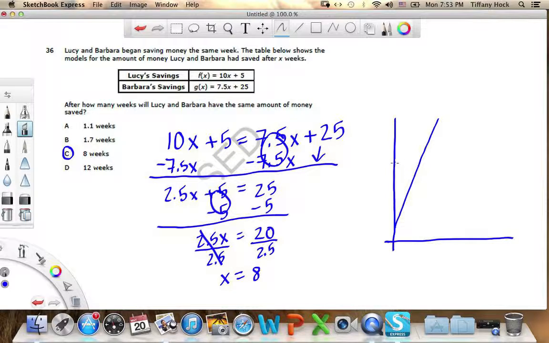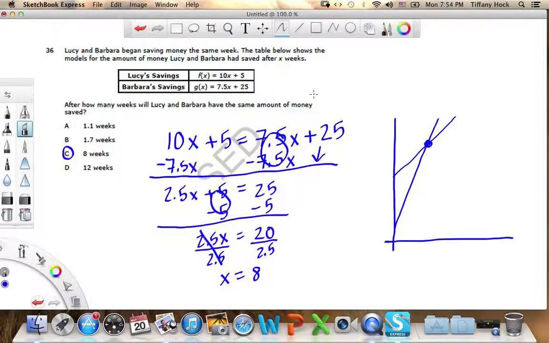So it would have a higher y-intercept. If you notice, the y-intercept of Lucy's is 5, so she starts with a smaller amount of money, but she's saving $10 every week, so she's saving more than Barbara, who's only saving $7.50. So the two equations would look like this. And so you would just figure out where the two lines cross. So you would find the intersection on your calculator, and whatever the x value of that intersection is, that would be your answer, and your x value would also equal 8.